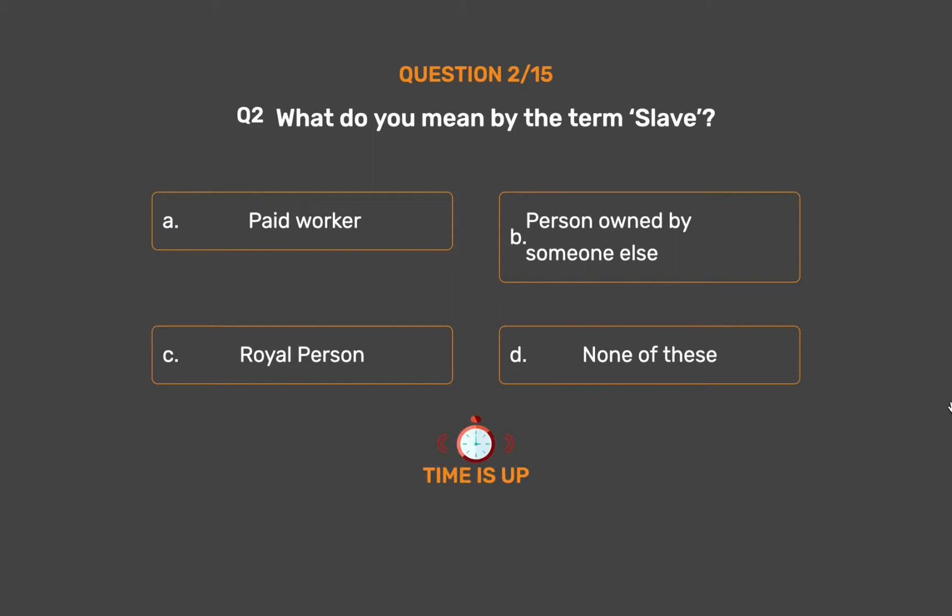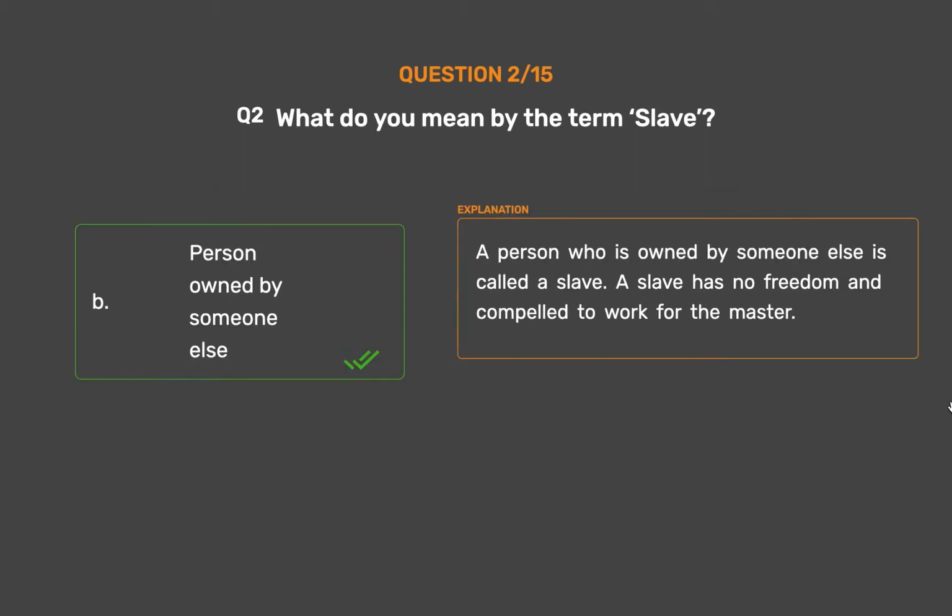The correct answer is Option B. Person owned by someone else. A person who is owned by someone else is called a slave. A slave has no freedom and is compelled to work for the master.